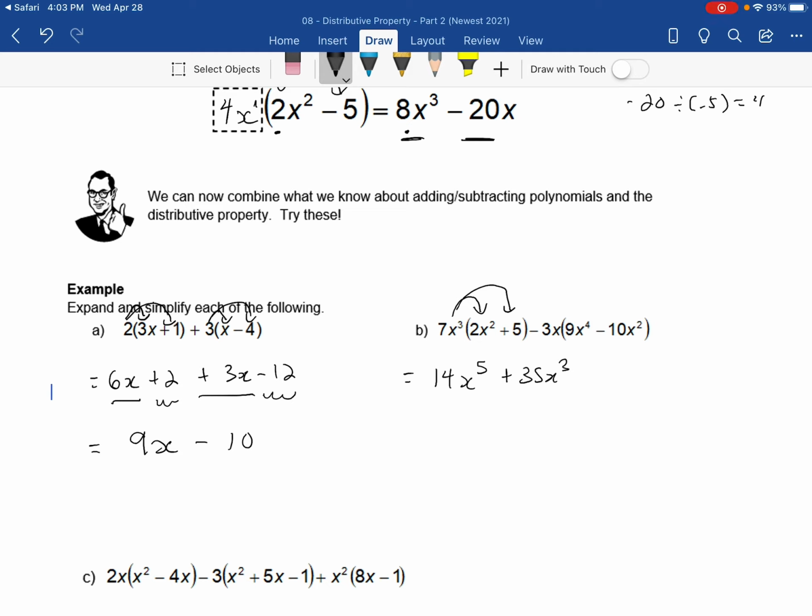Here, oh, watch out for that negative. This is considered a negative 3x times 9x to the power 4. So I get negative 27, add the exponents. And then negative 3x times this one. So now it's a negative times a negative, which is positive. So I'm going to write add 30.